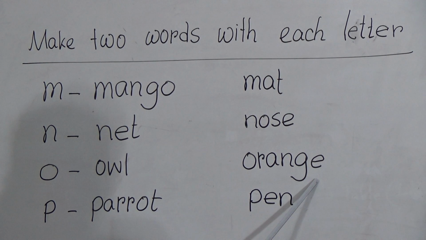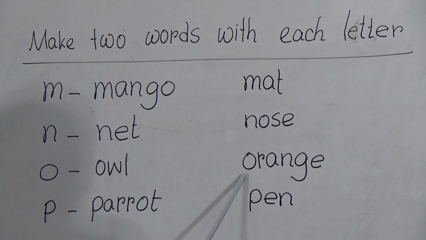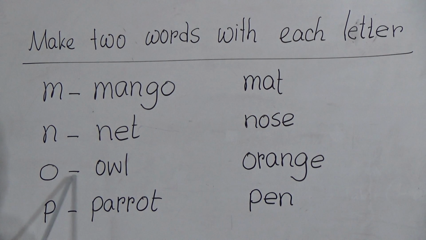O-R-A-N-G-E, orange. So O for owl and O for orange. O-W-L, owl and orange. O-R-A-N-G-E, orange. Now the last one, this is P.